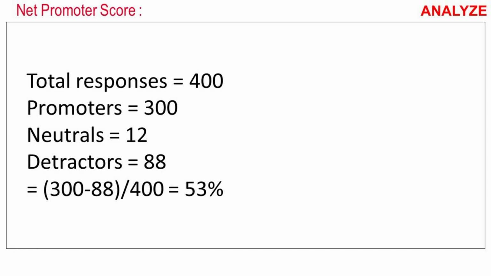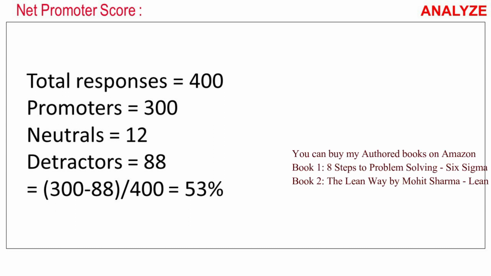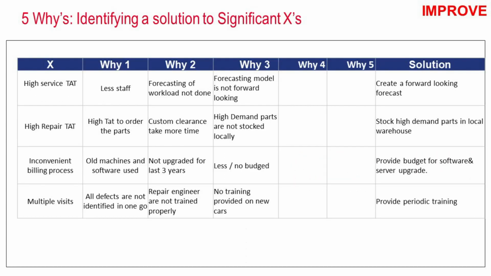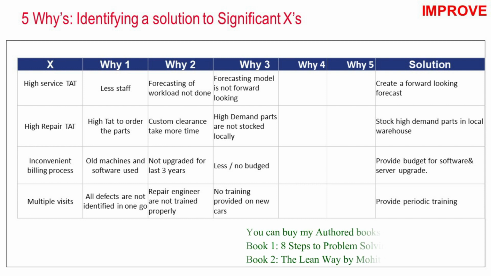The net promoter score for this particular case study was calculated. Total number of responses were 400, promoters were 300, neutrals were 12, detractors were 88, and hence the net promoter score came out to be 53%. Post that, for the significant X's which were already highlighted through the chi-square test, we performed 5 Why analysis and found out the solutions. We had high service TAT.